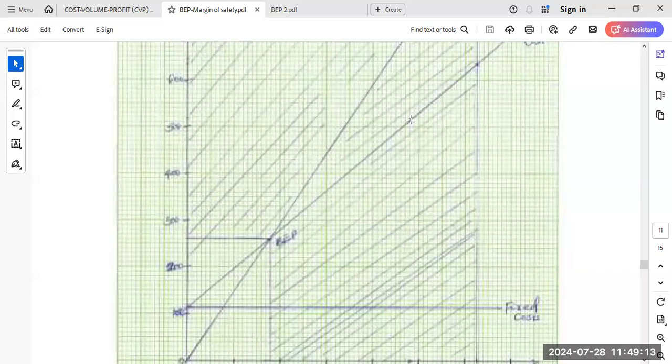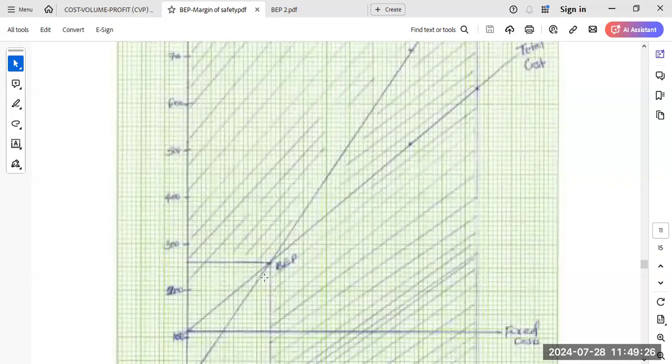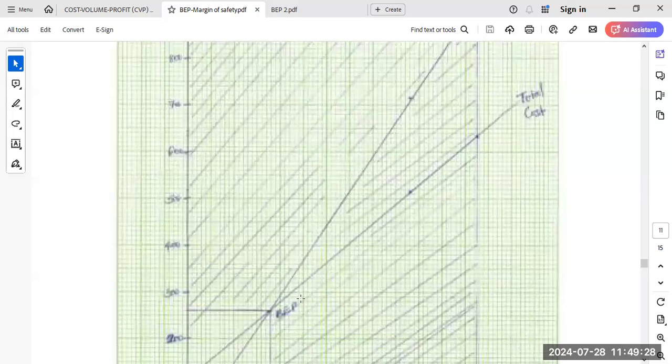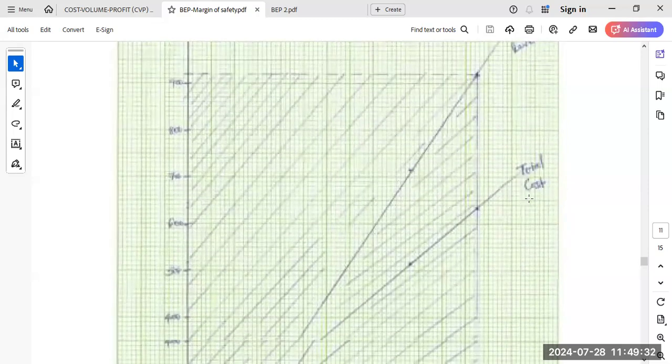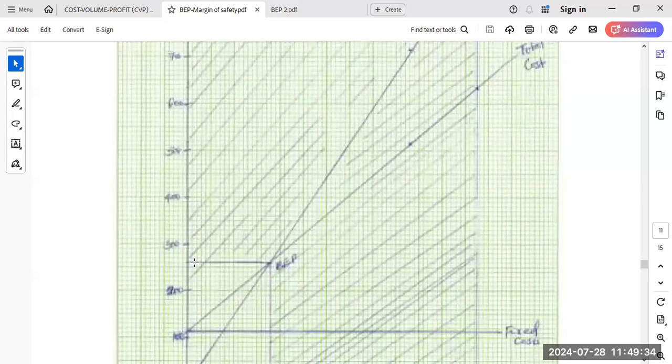So we join these 2 points using also a ruler. Make your line straight and join these 2 points, starting from here, and you realize that after that you have a meeting point where total revenue meets total cost. You put this line and this one, then you call that one break even.